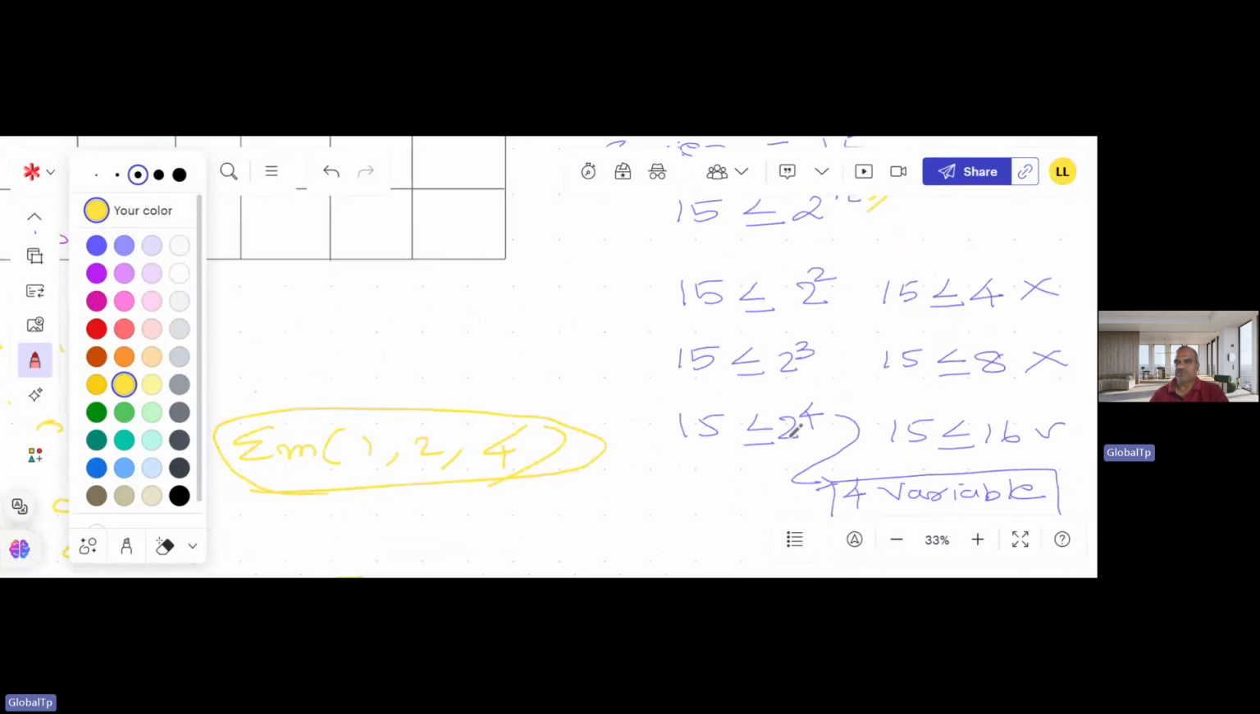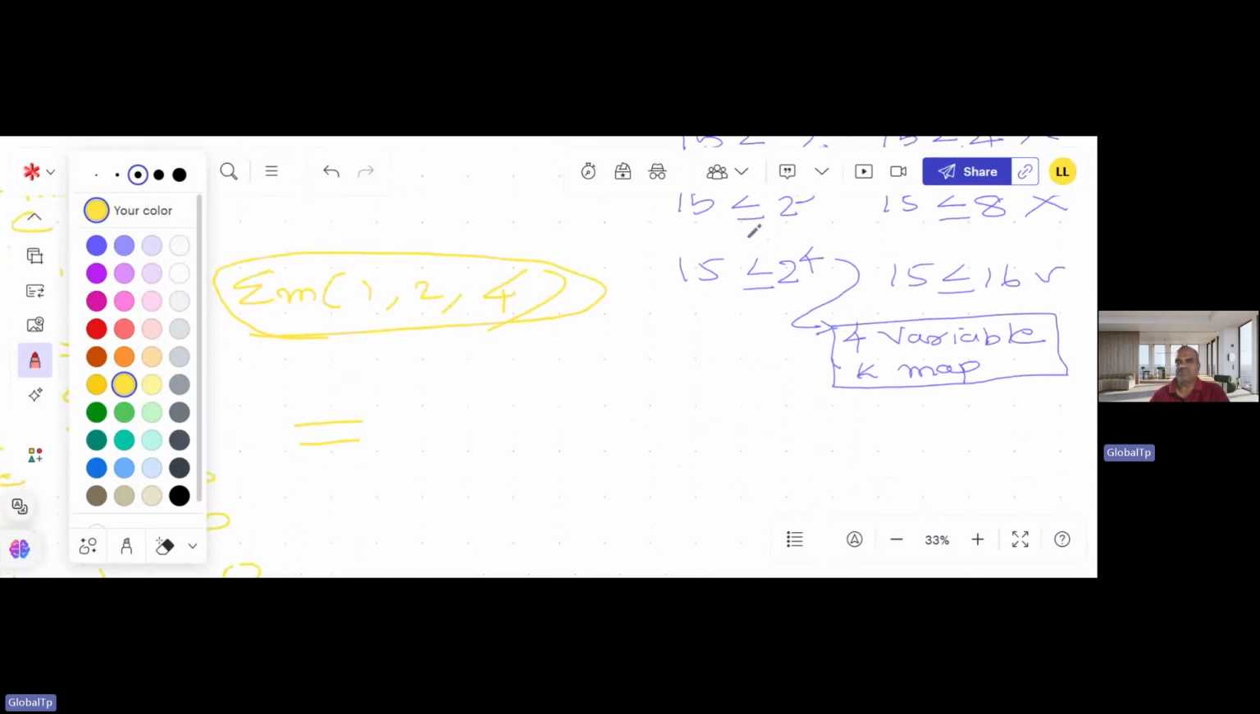Finally, I am increasing the power to 2 to the power 4. So 15 is less than or equal to 16. Yes, it is matching. So the number you are putting, that will be the type of the Karnaugh map. This is the simple methodology. Otherwise, when you are going for the GATE examination, this trial and error method will consume time. Instead of that, you can write directly 8421.